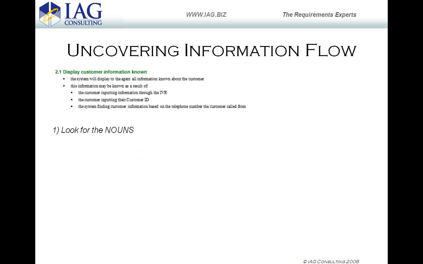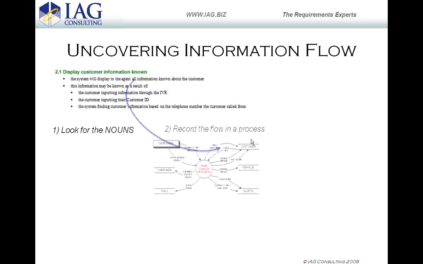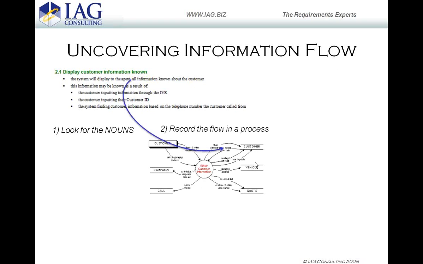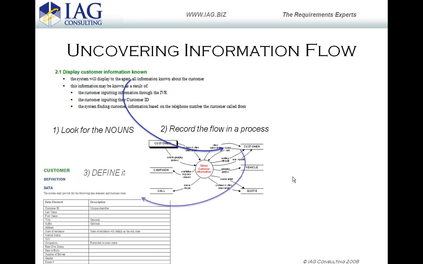But in this case here, we're talking about the business requirements layer rather than getting down into a lot more detail. Now, uncovering the information flow. The first thing that we look for is the nouns. The system displays all the information known about the customer. So the key thing is, what is all the information known about the customer? That's the key information on this one. So you've got to look for the nouns, and then you record the process flow. You start looking at it in terms of a flow of information, and then you're going to define it.